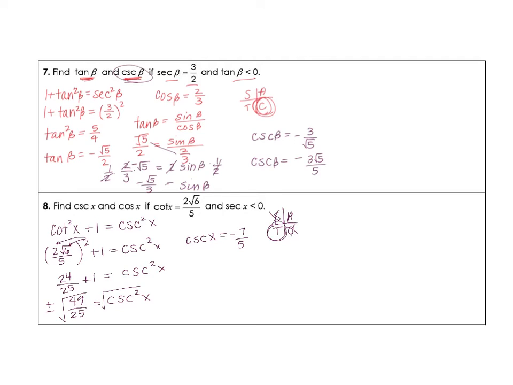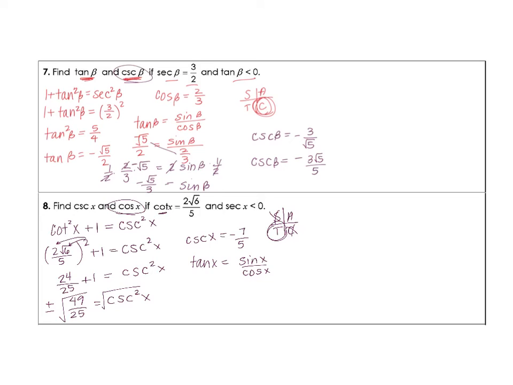So we see that cosecant is negative 7/5. We need to now find cosine. Since we're given cotangent, then I know tangent is going to be 5 over 2 root 6, and I know that tangent of x, again, is sine over cosine.